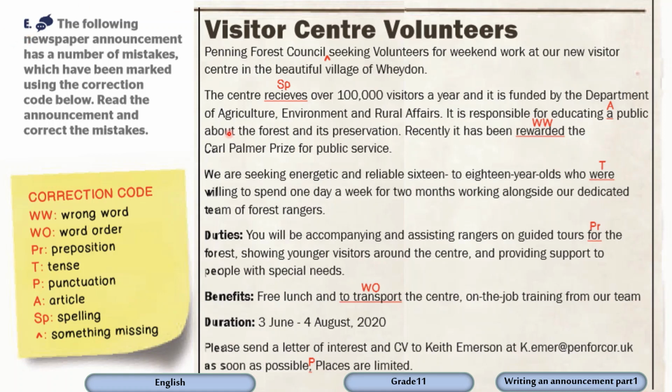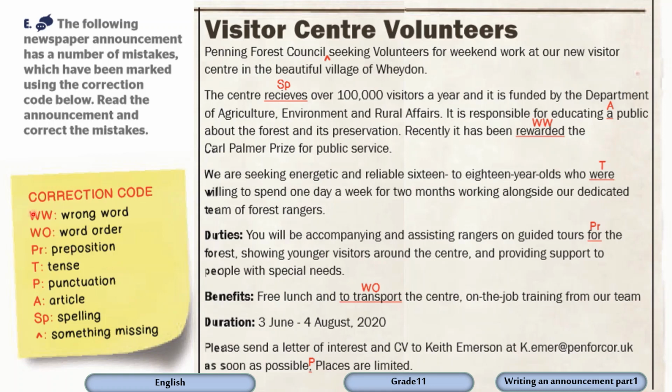As you can see, this is an announcement done for you, and the following newspaper announcement has a number of mistakes which have been marked using the correction code below. Read the announcement and correct the mistakes. You may wonder about these red codes. And this is the correction code. Actually, teachers use a correction code to help edit the writing.